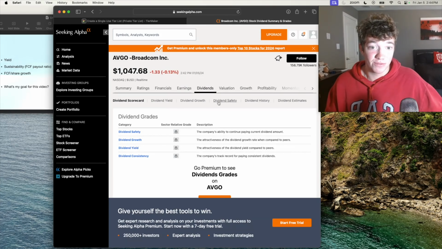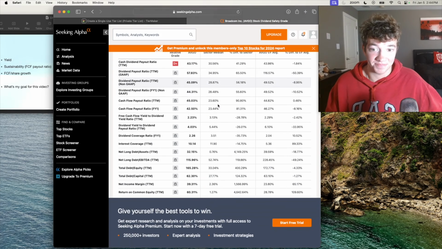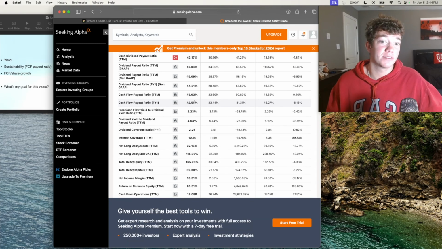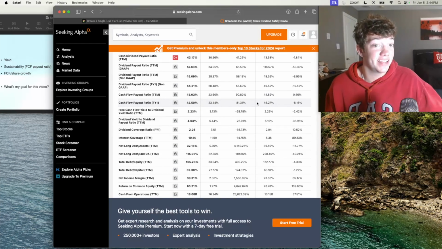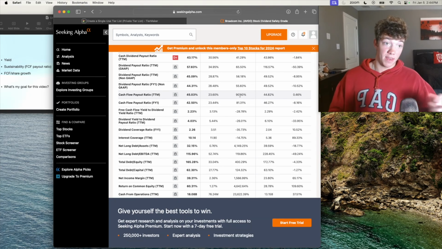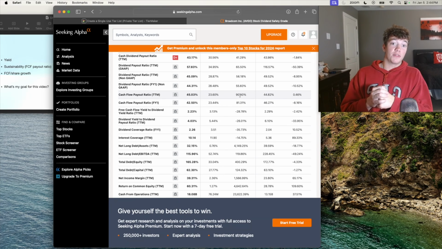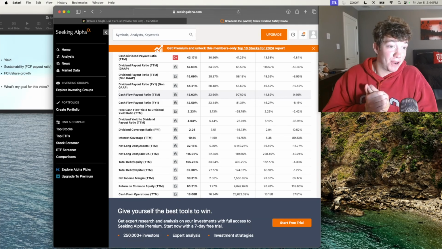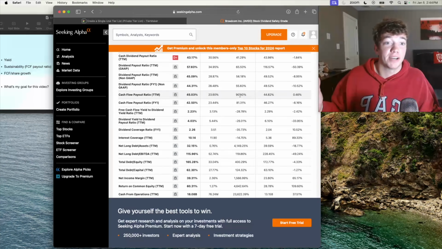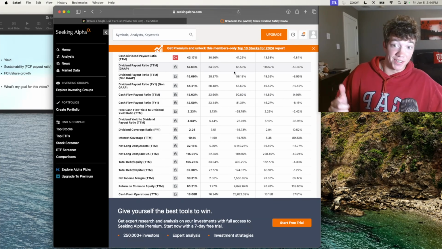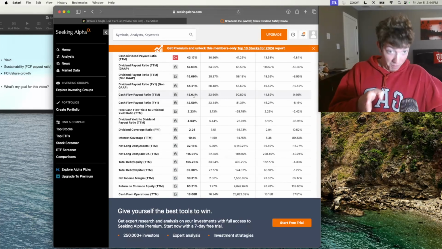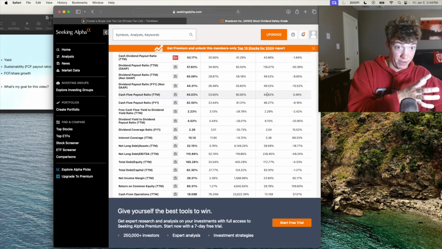Sustainability, guys, we'll go to dividend safety. We'll go cash flow payout ratio on a forward basis. You'll see 42.5%. That is down from the 5-year average. And that essentially means, okay, they're not eating up more of their free cash flow now compared to what they have in the past 5 years. That's good.